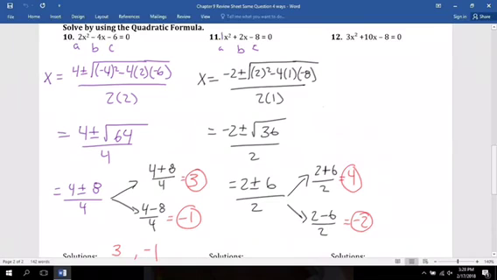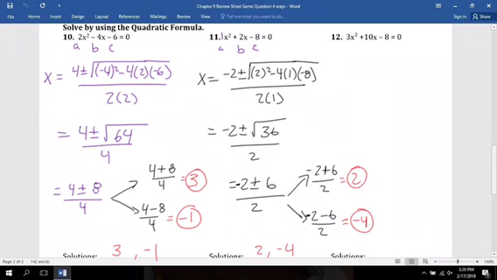So my solutions here are, I seem to have messed up there. I forgot this was a negative 2 outside. So let's fix that real quick. So the top one here is negative 2 plus 6. So that equals 4. 4 divided by 2 is 2. So we have positive 2, sorry. And then the bottom one should be negative 2 minus 6, which is negative 8. Negative 8 divided by 2 is negative 4. There we go. So our solutions are 2 and negative 4.